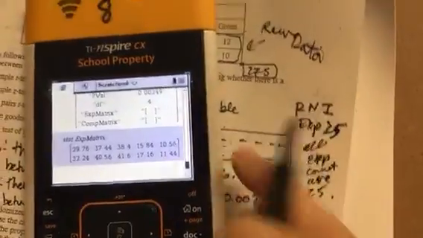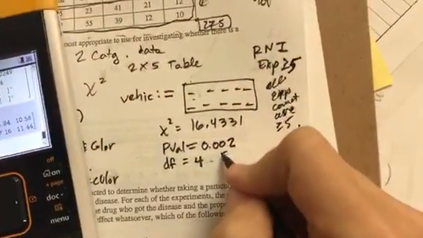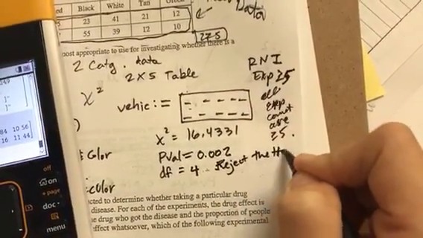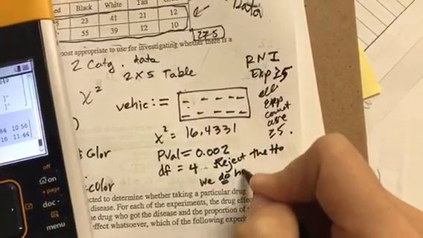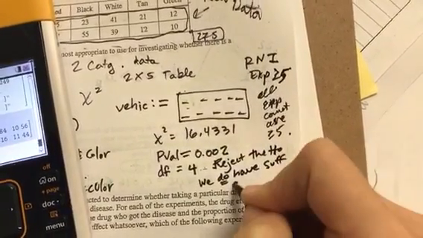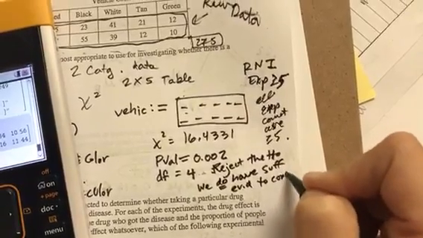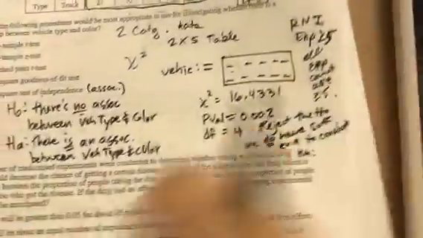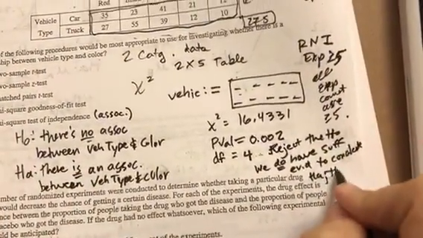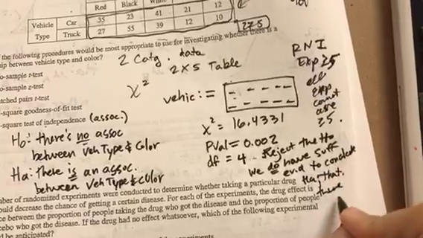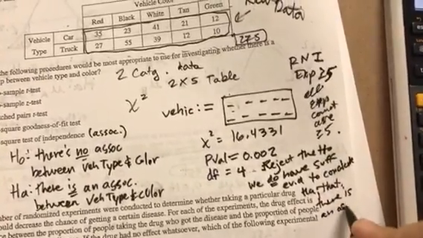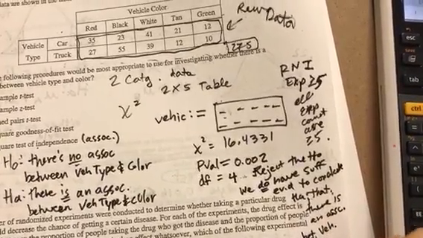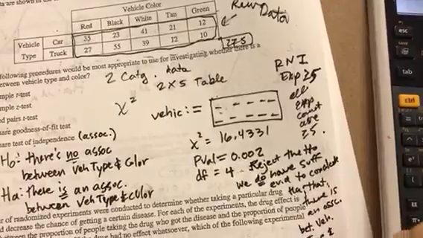Now, notice I got an extremely low p-value, so you are going to reject the null hypothesis. We do have sufficient evidence to conclude H sub A, and of course, H sub A is that there is an association between vehicle type and color. So our hunch was right.